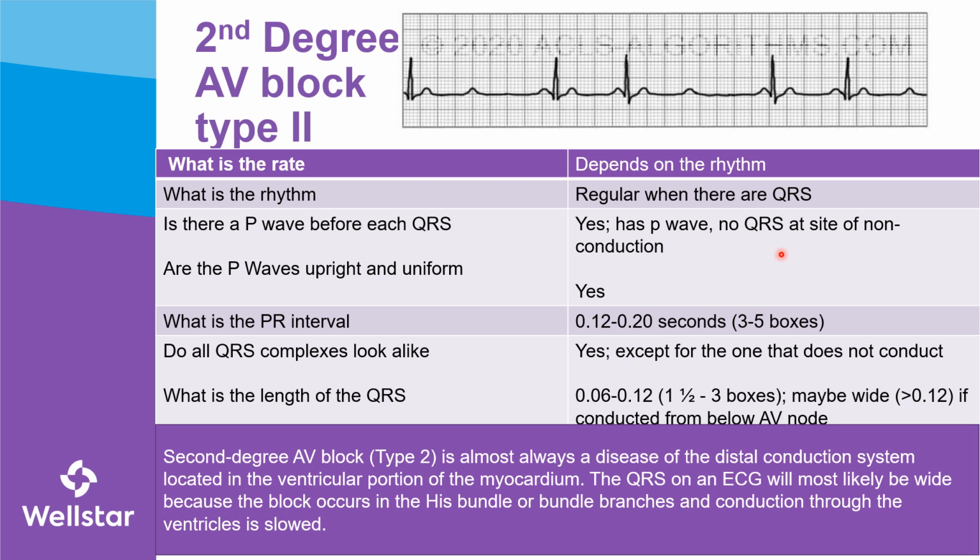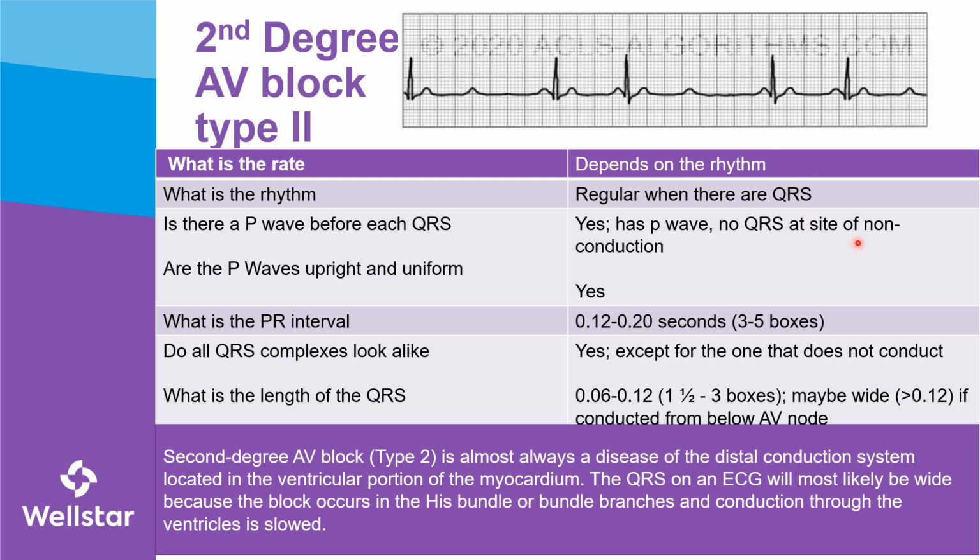May be wide, greater than 0.12 if conducted from below the AV node. Second degree AV block type 2 is almost always a disease of the distal conduction system located in the ventricular portion of the myocardium. The QRS on the ECG will most likely be wide because the block occurs in the bundle of His or bundle branches, and conduction through the ventricles is slowed.